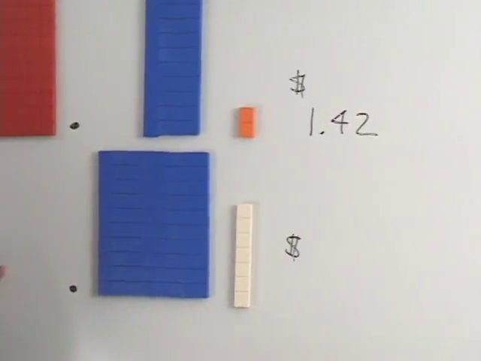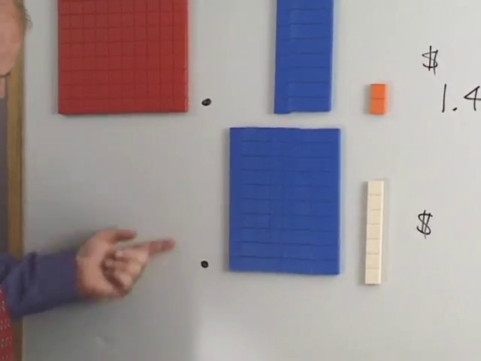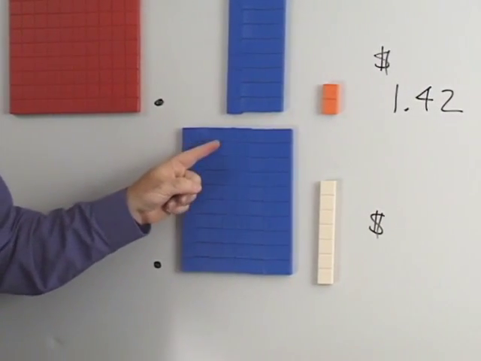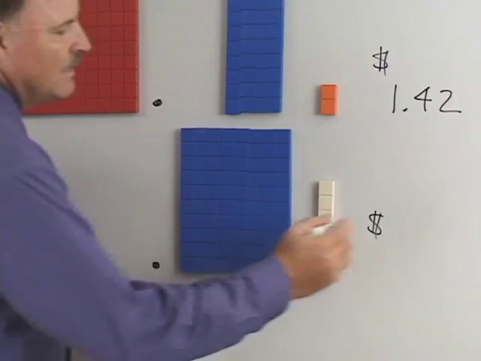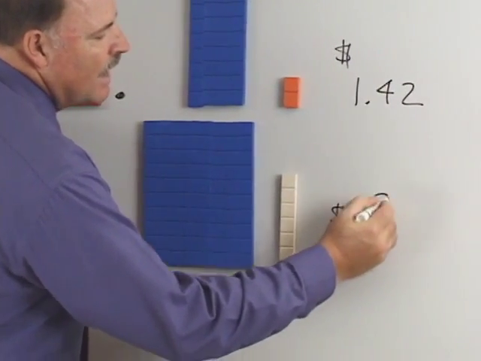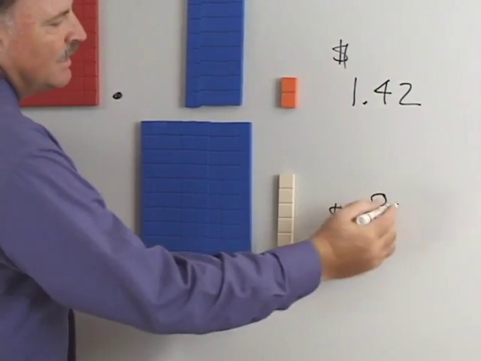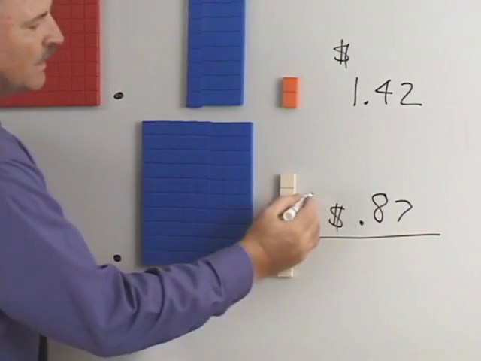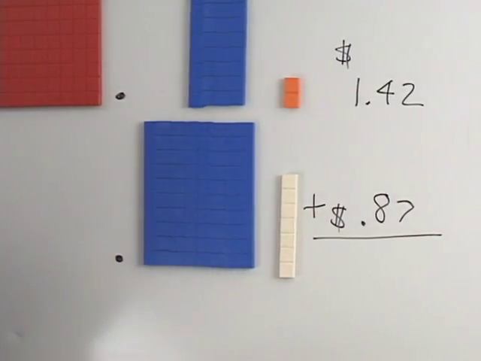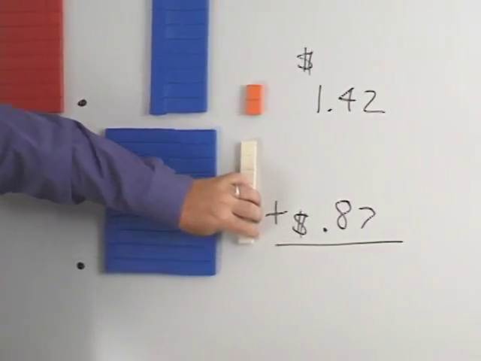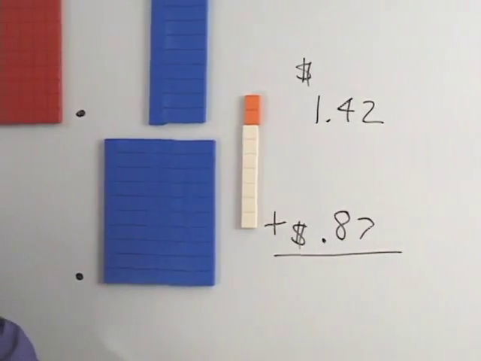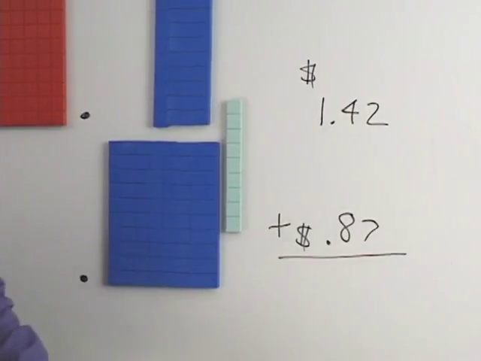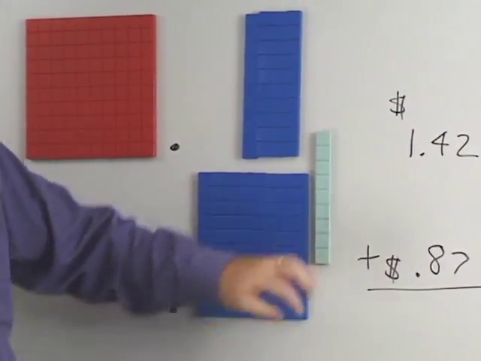Good. How about this one? How many dollars? 0. How many dimes? 1, 2, 3, 4, 5, 6, 7, 8. How many pennies? 7 cents. Okay, now we're going to add these this time. That's what this adding sign means. So what's 7 cents plus 2 cents? 9 cents. And that makes sense.